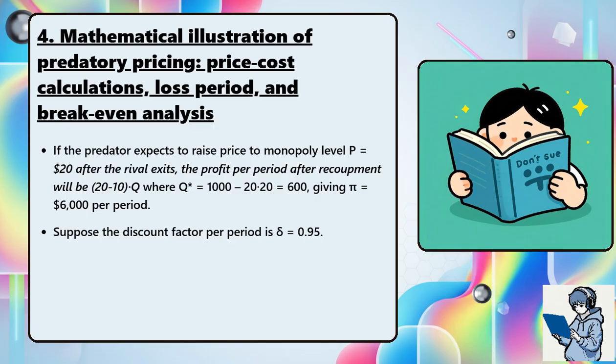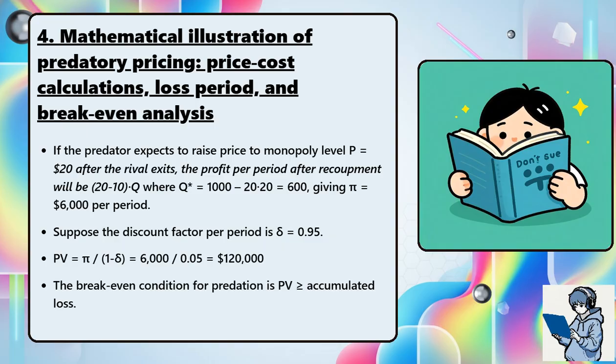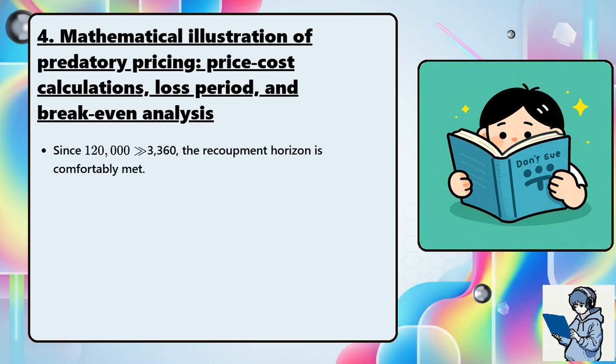Suppose the discount factor per period is delta equals 0.95. Present value equals pi divided by (1 minus delta), which equals 6,000 divided by 0.05, equals $120,000. The break-even condition for predation is present value greater than or equal to accumulated loss. Since $120,000 is much greater than $3,360, the recoupment horizon is comfortably met.